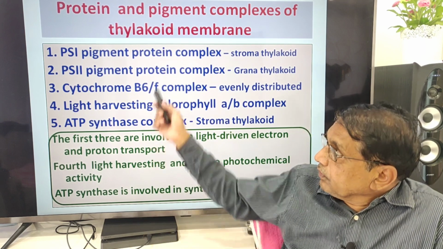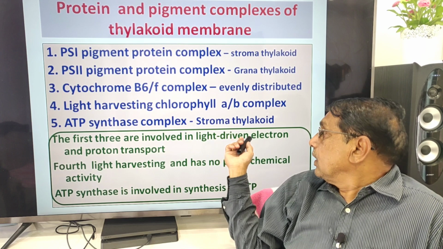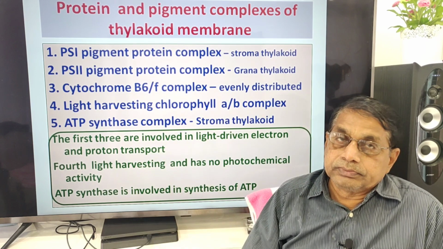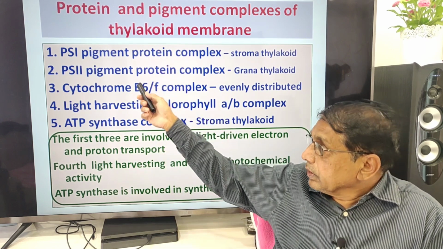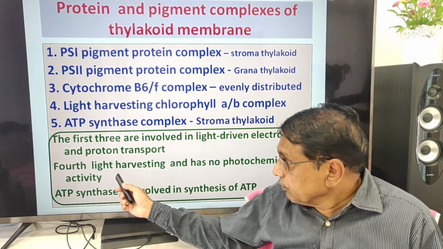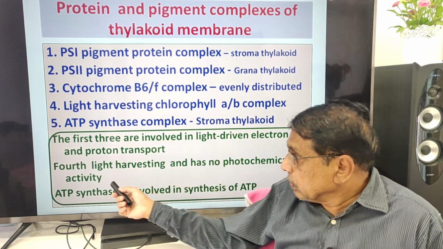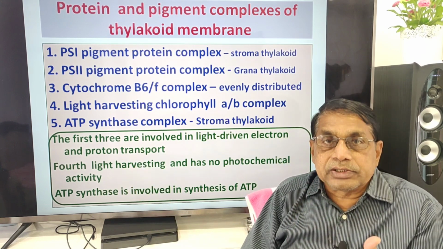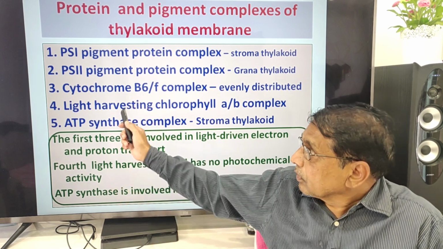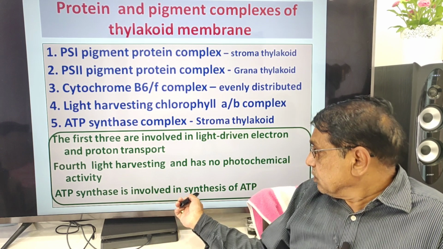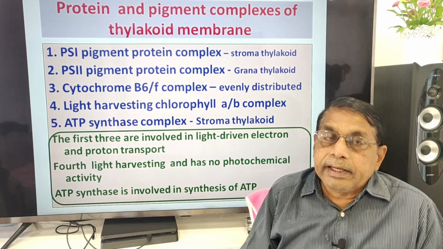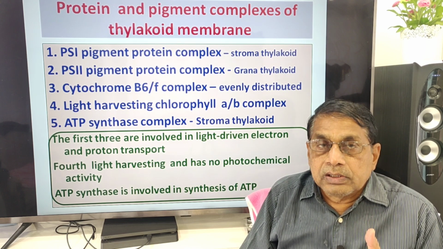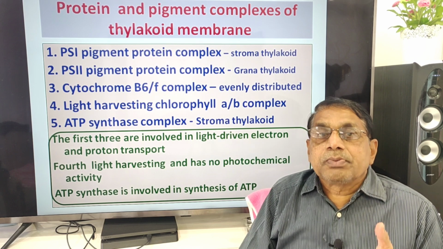The first three, 1, 2, 3, are involved in light-driven electron transport and proton transport, the light phase reactions. The fourth one is light harvesting and has no photochemical activity. It only harvests, traps, and absorbs the light. Then ATP synthase is involved in the synthesis of ATP. In light phase reactions, there is a synthesis of ATP. It is called photophosphorylation.